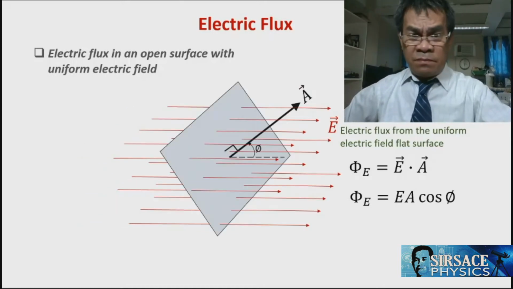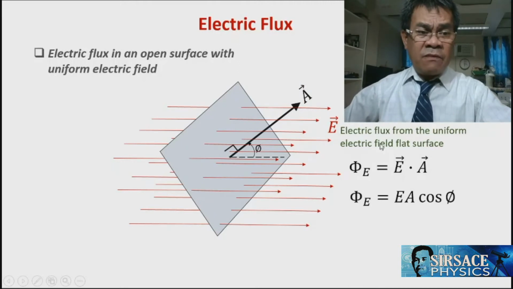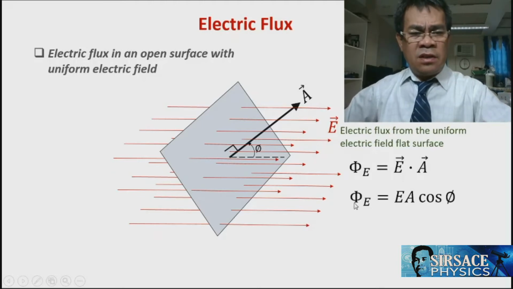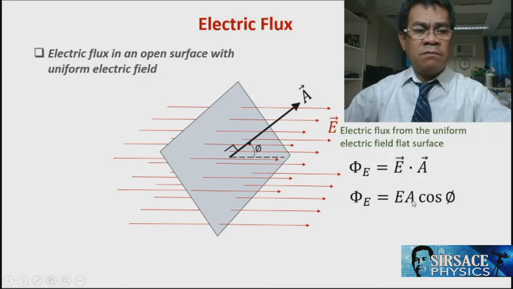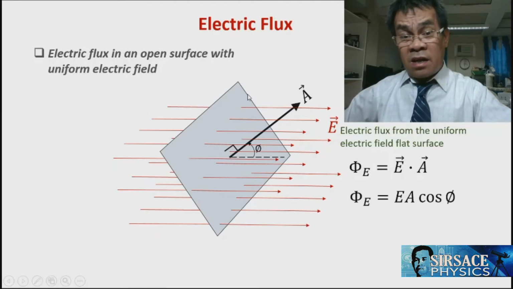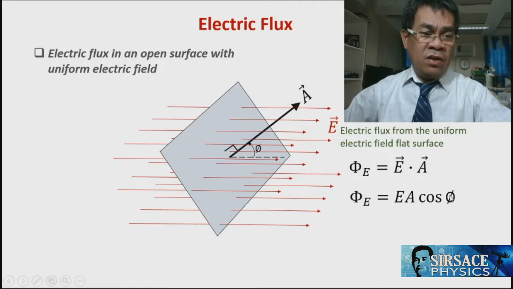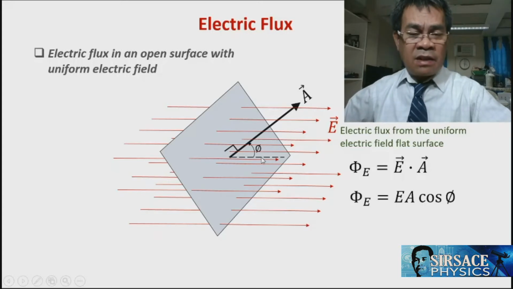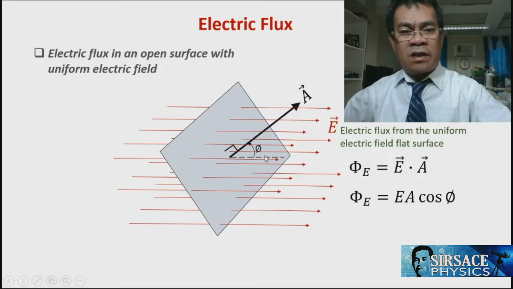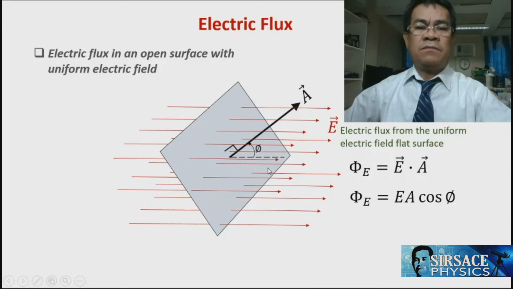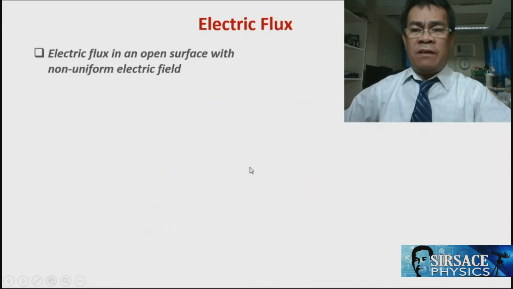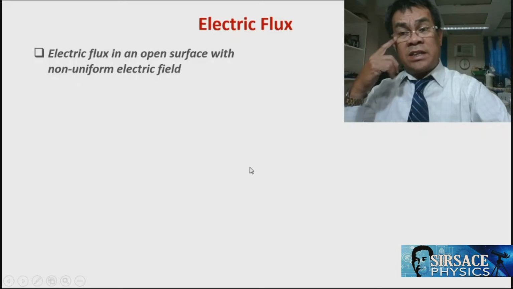Okay, so therefore, the general formula for the electric flux from a uniform electric field is: the electric flux is equal to E times A cosine P, where E is the uniform electric field, A is the area, and the angle P is the angle from the electric field going to the normal of that area. Normal to that area.